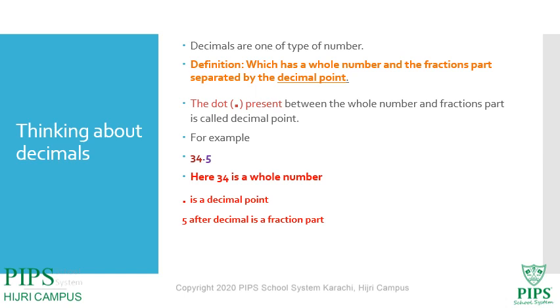So when we are talking about decimals, the first thing that comes to our mind is what is decimal. For example, like fraction is a type of number, similarly decimal is one type of number. The second thing which comes to mind is how we define the decimal. Yes, decimal is divided in three parts. One is a whole number, second is the fraction part, and third is the decimal point.